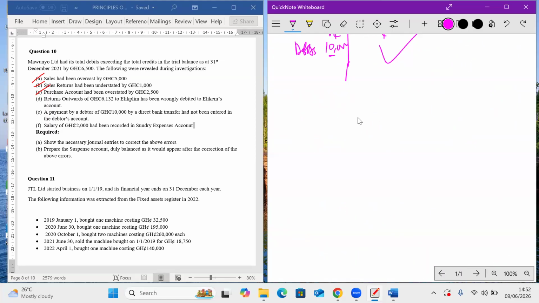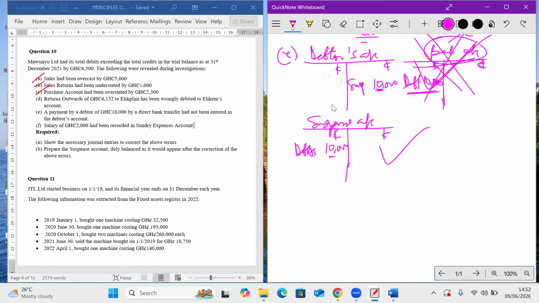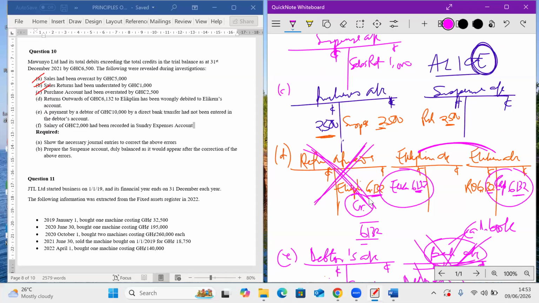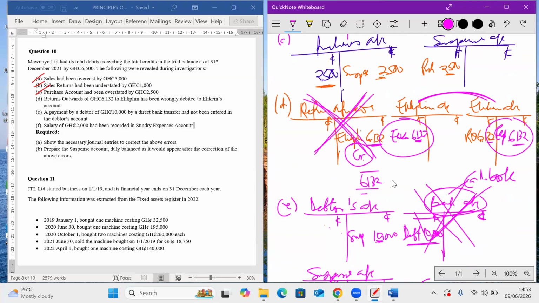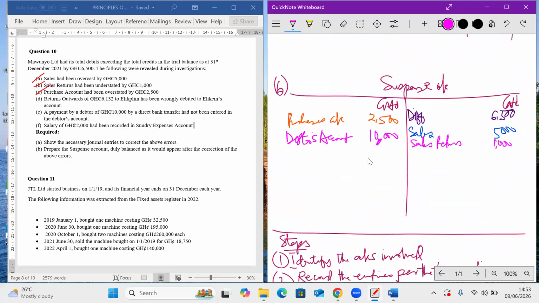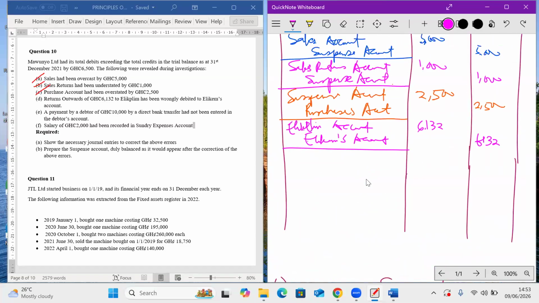Then I asked myself, between the suspense and debtors accounts, which one of them has a debit entry? Suspense. Yes. Those who are saying saucepan, it's not saucepan, it's suspense. So what is a saucepan account? Okay, let's go.